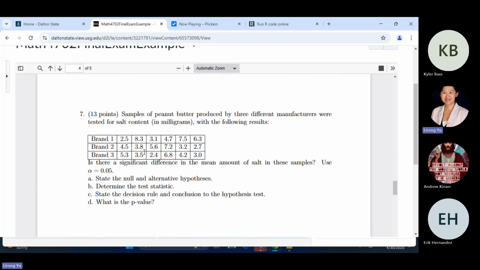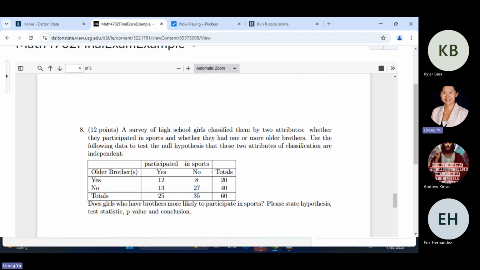And then this question is comparing the mean. You have 3 brands. Compare whether they have the same mean. For example, peanut butter produced by 3 different manufacturers, and we're trying to compare their salt content. Like which one has more salt, which one has less salt. So this is an ANOVA test, comparing multiple means.